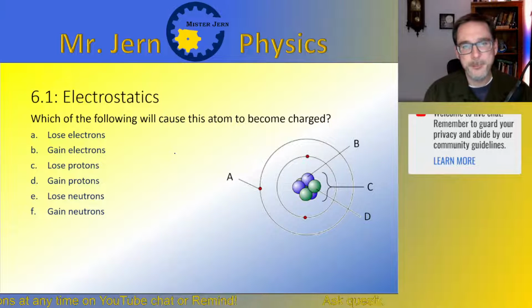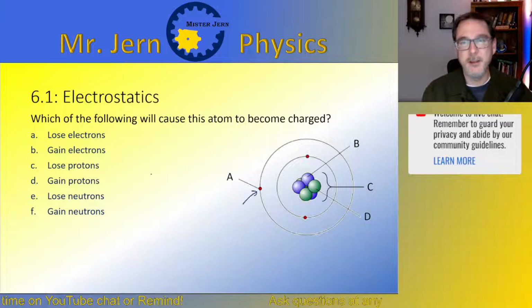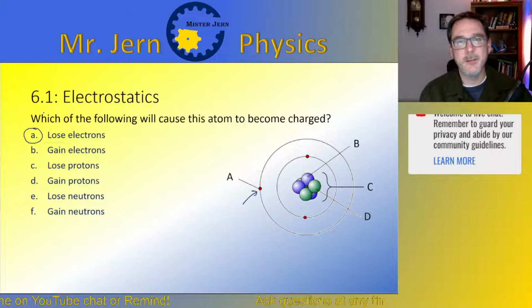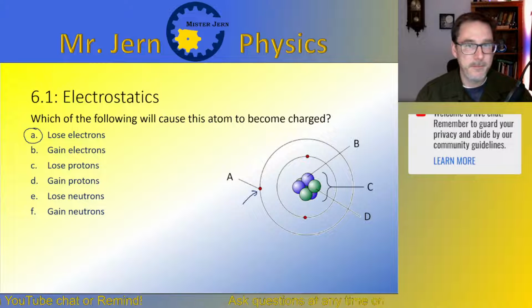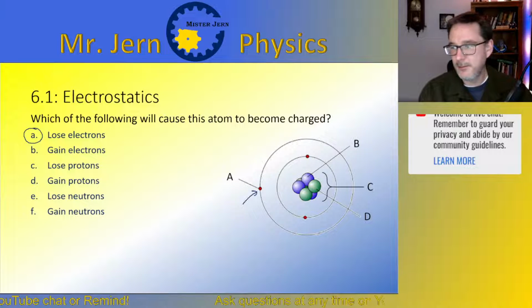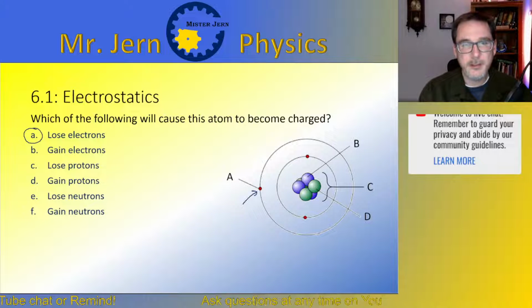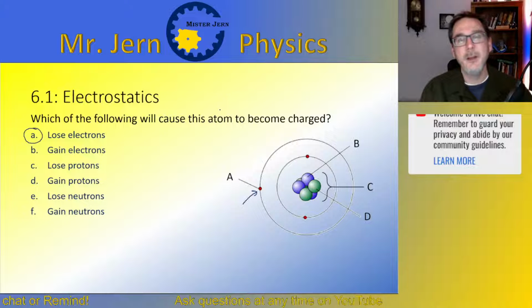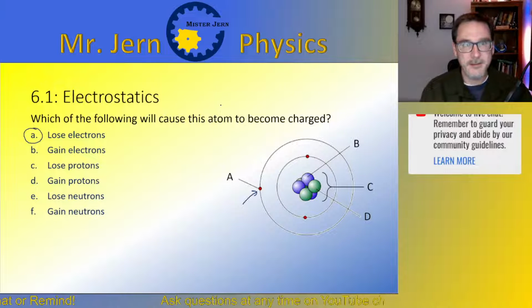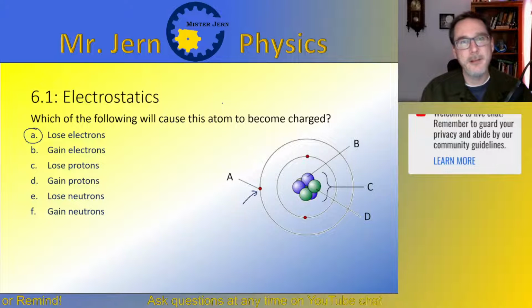So going through, lose electrons. Will that possibly be charged? Yeah. These electrons right here, they can leave. And so, yes, losing electrons will cause it to become positive. Think about this. Losing an electron, losing a negative, will cause the atom to become positive because now it has one less negative charge. The balance is in favor of the positives.